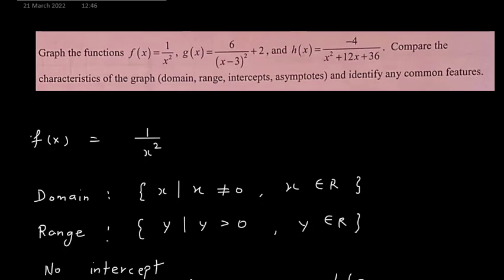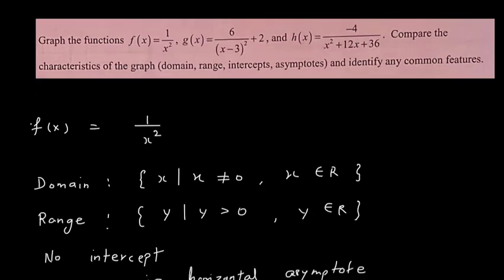Graph the function. We have to graph here. Graph the function. f(x) is equal to 1 upon x square, g(x) is equal to 6 upon (x minus 3) the whole square plus 2, and h(x) is equal to minus 4 divided by x square plus 12x plus 36. Compare the characteristics of the graph, that is domain, range, intercept, asymptote, and identify the common features.